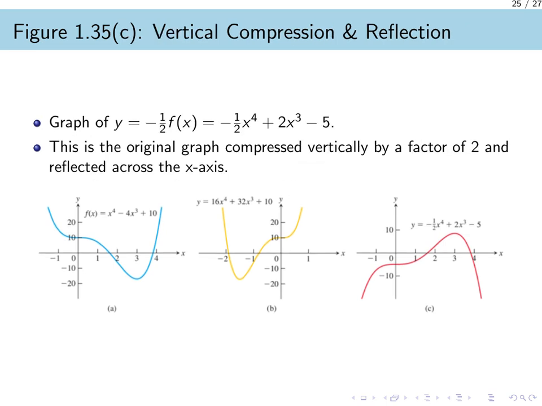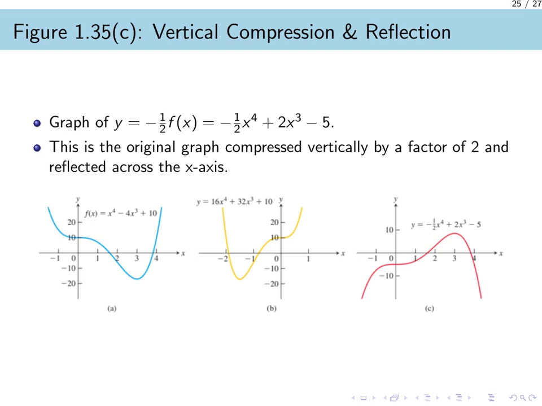Now let us look at the second part of our example, which involves a vertical compression and a reflection across the x-axis. To achieve this, we will operate on the function's output, f of x, rather than its input. First, compressing the graph vertically by a factor of 2 means we multiply the entire function by 1/2. Next, reflecting it across the x-axis means we multiply by -1.